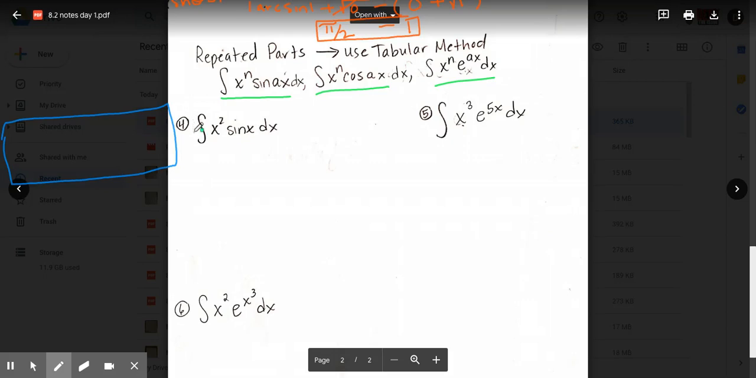Okay, so looking at number 4, it looks like the first example here. So when you realize it's the repeated parts, what you're going to do is you're going to set up a chart.